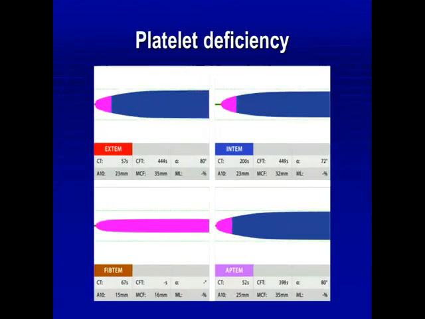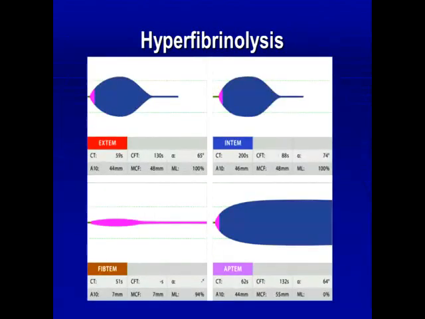So same example, we can see that the shape on the XTEM is abnormal, so what you would do next is look at the FibTEM on the bottom left, and we can see that that's roughly a normal shape. So the test is telling us that fibrinogen is okay in this case, so if the patient was bleeding, we should consider giving platelets. And obviously if you treat the patient, you can reassess in a defined amount of time.